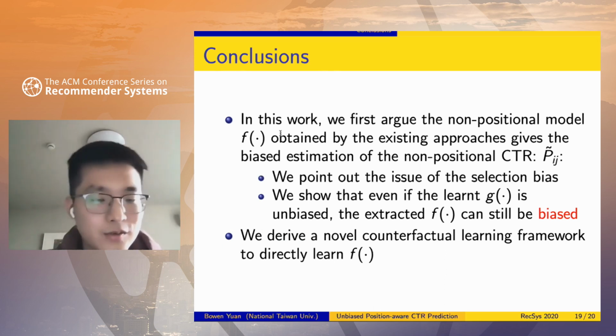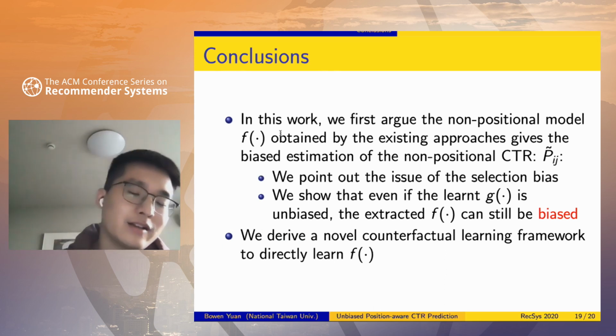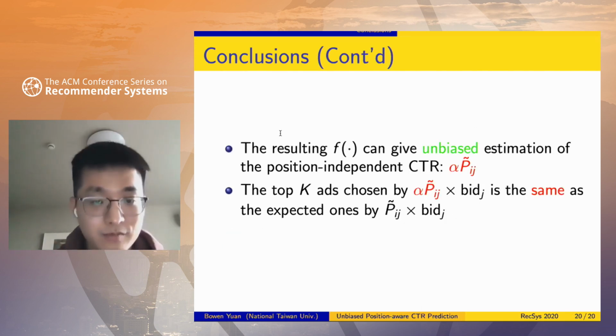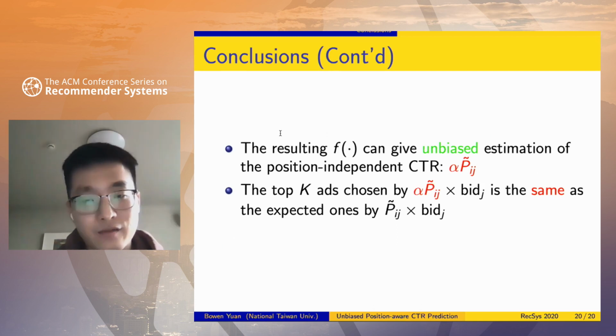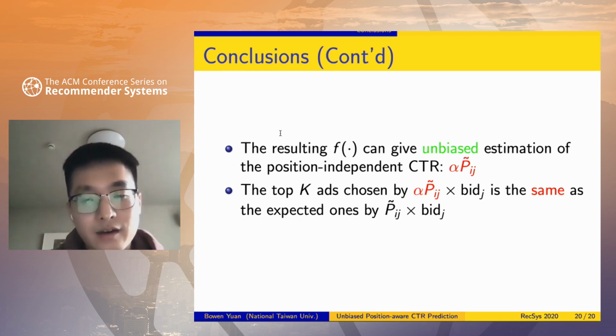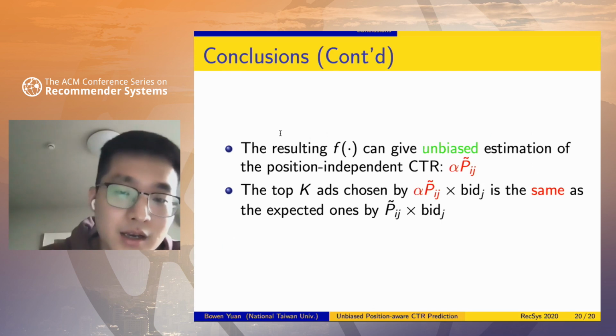And to handle these issues, we derived a novel counterfactual learning framework to directly learn the non-precisional model F. And we proved the resulting model F can give unbiased estimation of the precision-independent CTR, and the top K chosen by the precision-independent CTR times the bid is the same as expected ones by the non-precisional CTR times the bid.